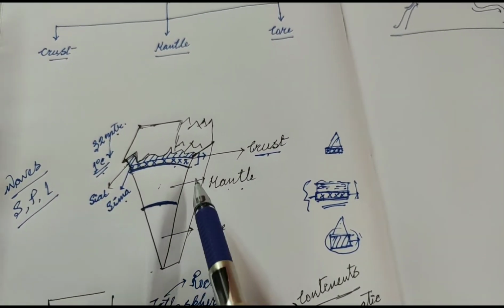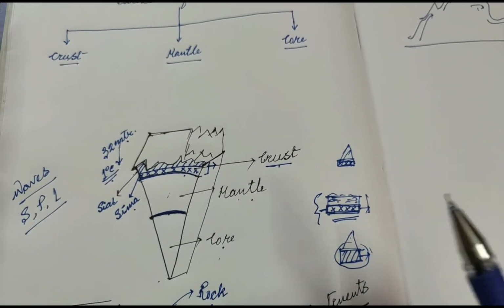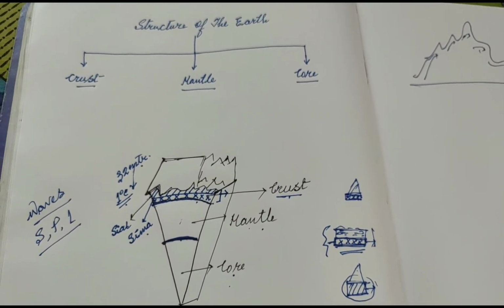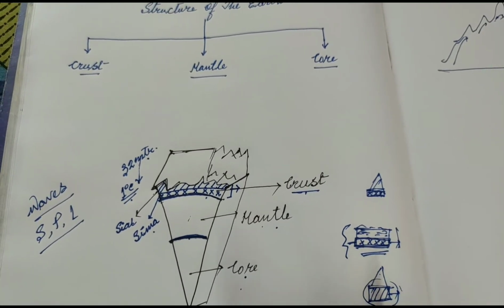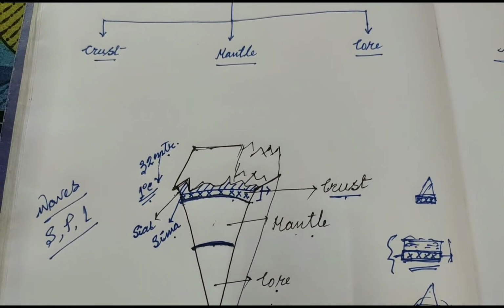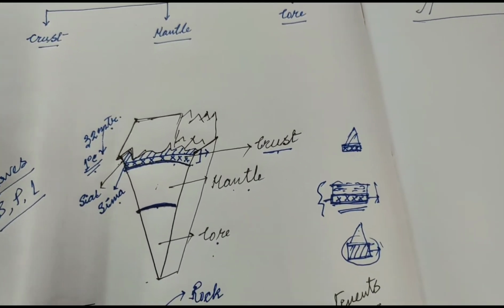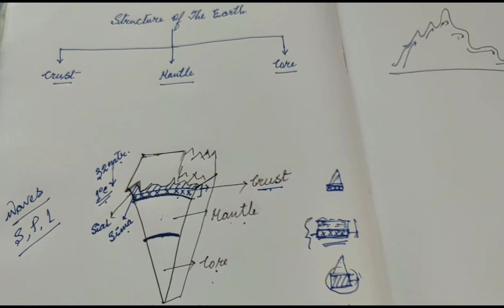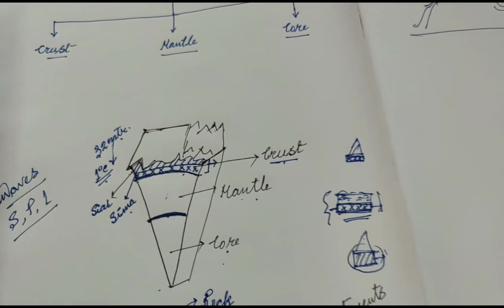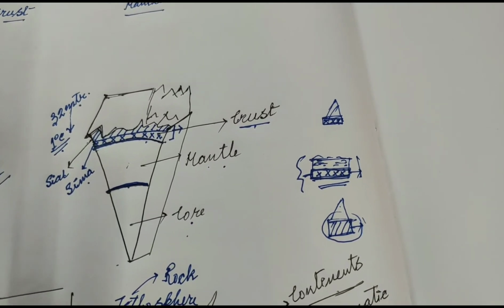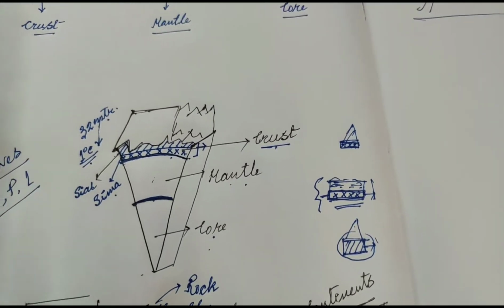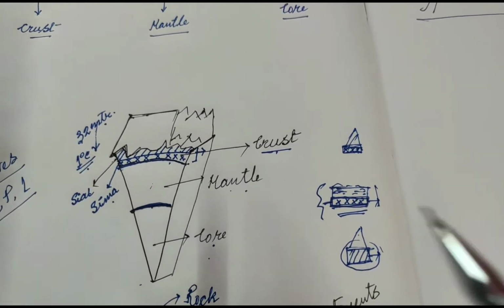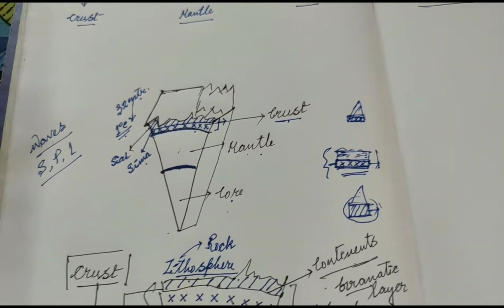In the upper part of the crust, the temperature is normal. In the lower part of the crust, the temperature is like 200, 300, up to like that. But in the mantle, the temperature is higher, like 2000 to 3000 degree centigrade. And in the core portion, the temperature is 4000 to 5000 degree centigrade. That is another thing.